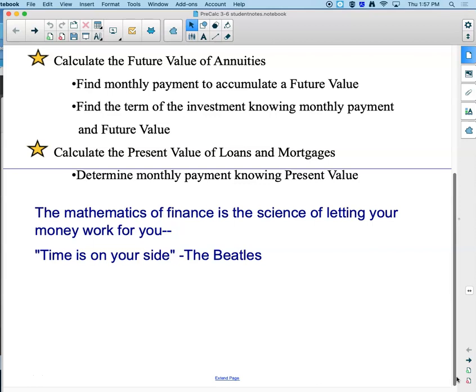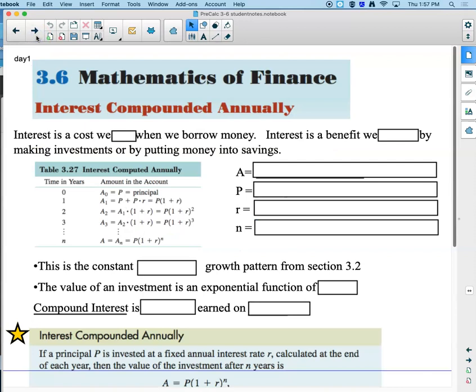So the mathematics of finance, definitely the science of letting your money work for you. And in the case of bonds, savings accounts, all of those things, you're trying to save money for the future. In the mathematics of finance, we have certain variables that get used again and again. Right now, interest rates are incredibly low. That's great if you owe somebody money, but it's not so great if you are trying to save money in savings accounts. So you really have to think about the amount of money that you're able to put away.